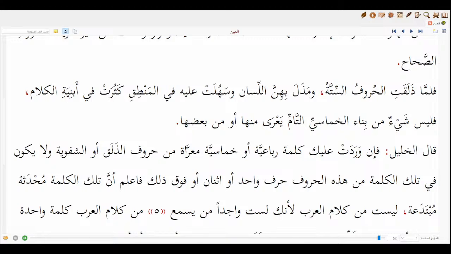فليس شيء من بناء الخماسي التام يعرى منها أو من بعضها. So he says that a complete 5-letter word, a 5-root letter word, will never be free from one of these 6 letters. That is lam, ra, nun, ba, fa and mim.